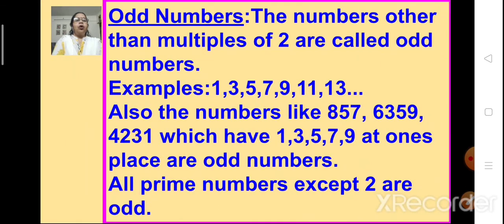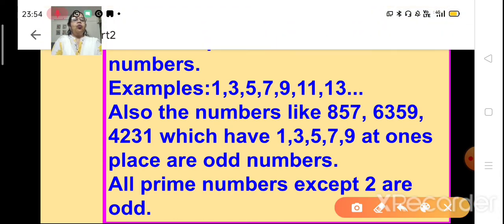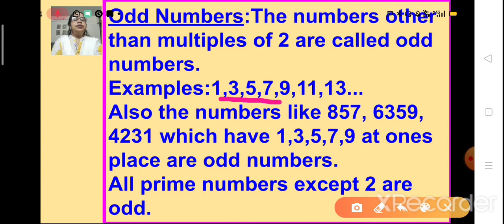Now, what are odd numbers? The numbers other than multiples of 2 are called odd numbers. And what are these numbers? These are 1, 3, 5, 7, 9, 11, 13, 15, 17, 19 and so on, isn't it?